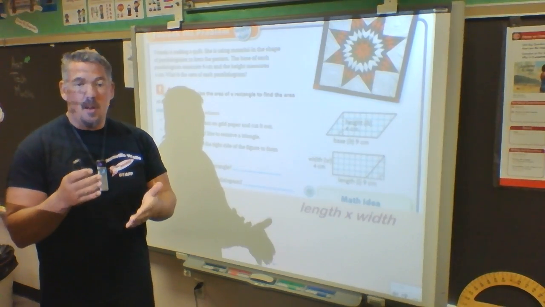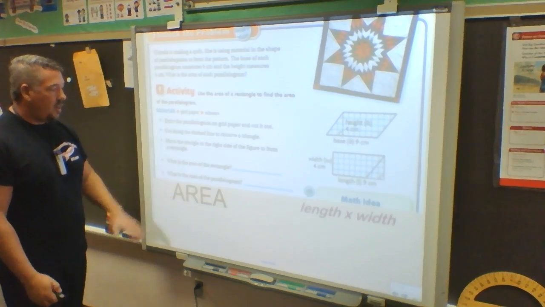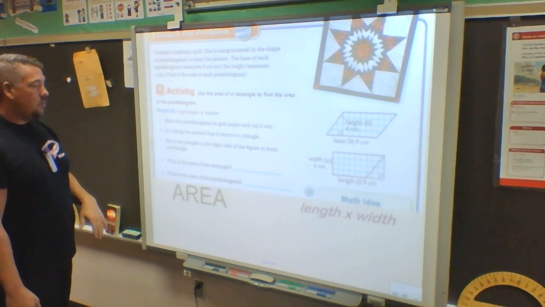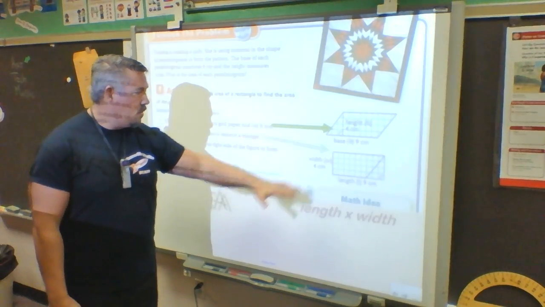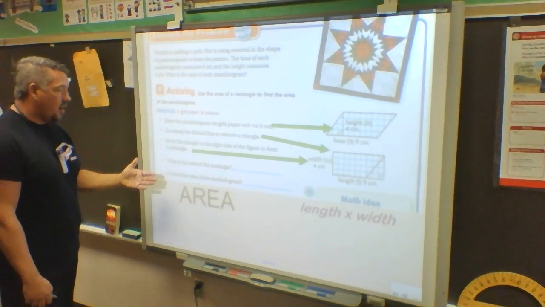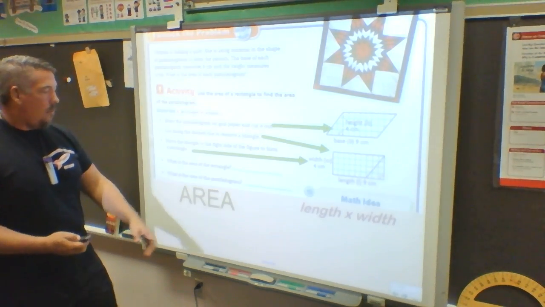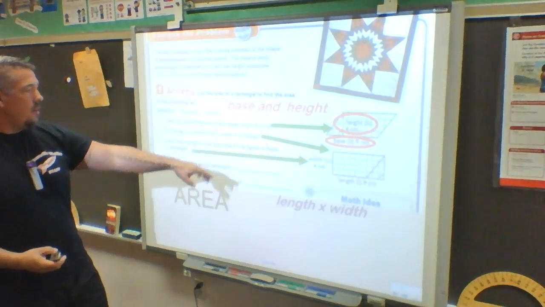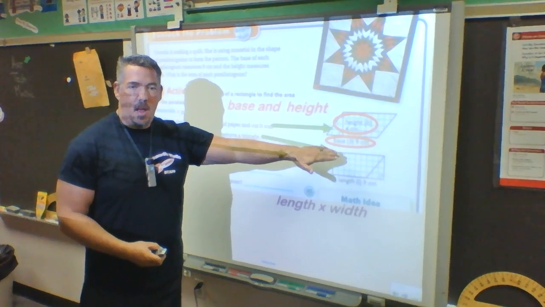And then my area of length times width works. Well, when I talk about length times width, then I also have to look at the base and height. So if I take off that triangle and I move it to the end and I get a rectangle, then I would have basically the same formula. My length times my width is also going to be the same thing as my base times my height.